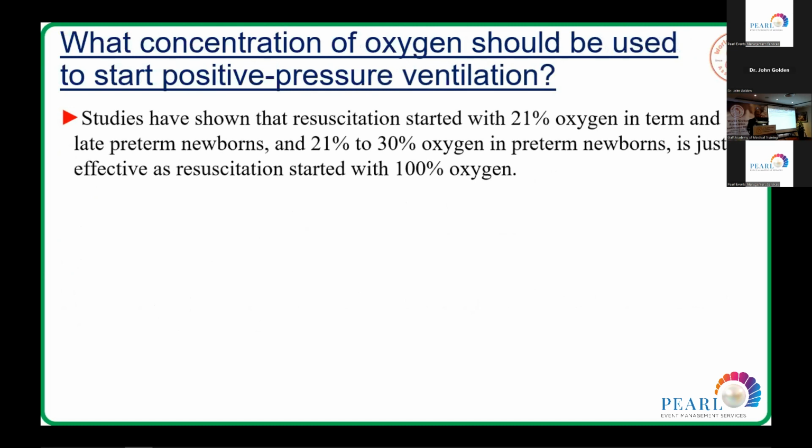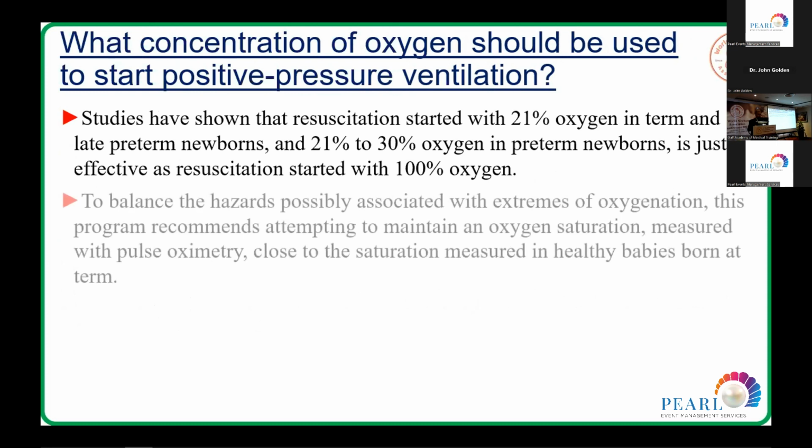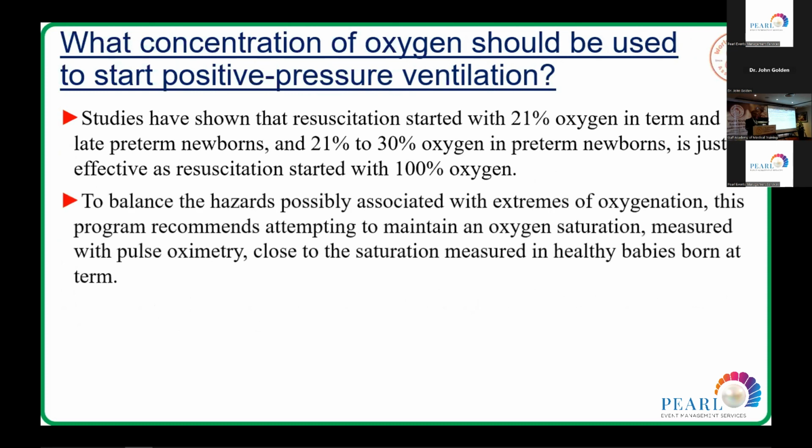What concentration of oxygen should be used to start positive pressure ventilation? Studies have shown that resuscitation started with 21% oxygen in term and late preterm newborns, and an oxygen concentration of 21 to 30% in preterm newborns, is just as effective as resuscitation started with 100% oxygen. To balance the hazard possibly associated with extreme oxygenation, this program recommends attempting to maintain oxygen saturation, measured with a pulse oximeter, close to the saturation measured in healthy babies at term.